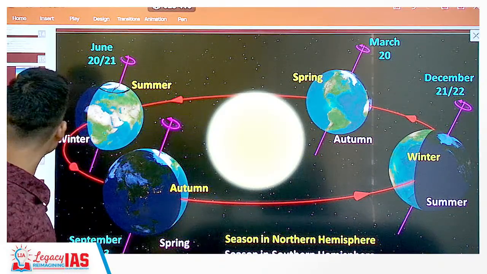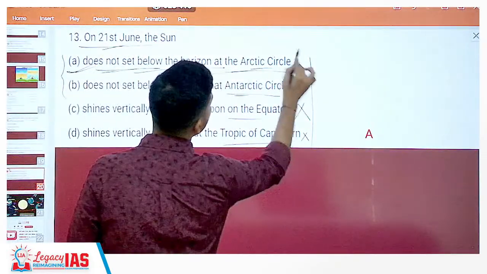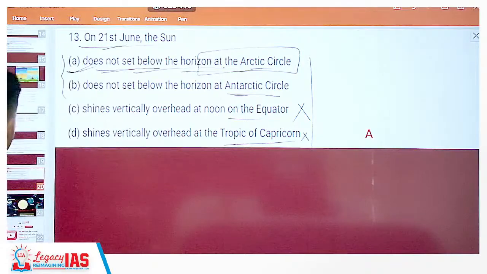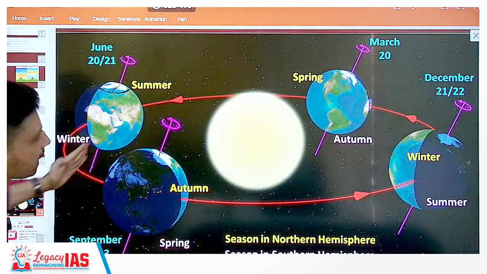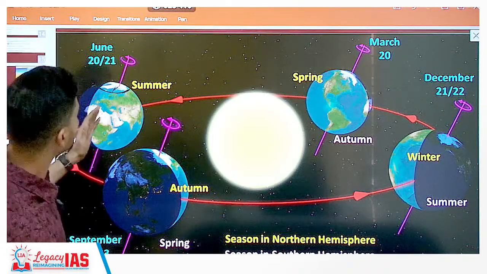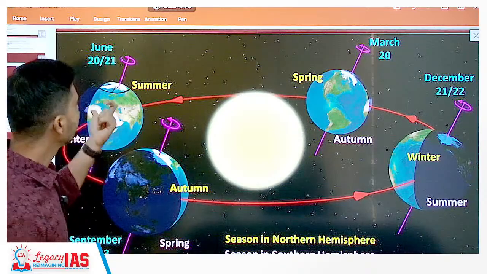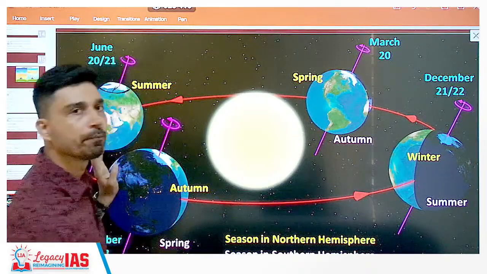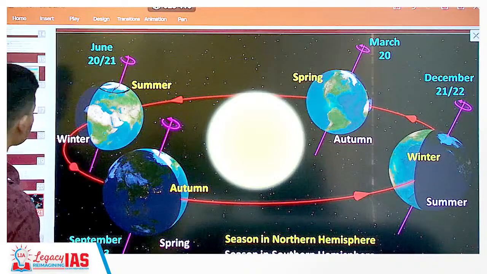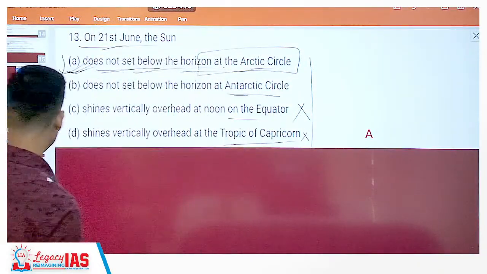That means the correct answer is: sun does not set below the horizon at the Arctic Circle. The Antarctic Circle is anyway inclined away from the sun, so there it will be 6 months of night time, and around the Arctic Circle, especially around the North Pole, there will be 6 months of daytime. So that is how we can understand. The correct answer is A here, that is, does not set below the horizon at the Arctic Circle.